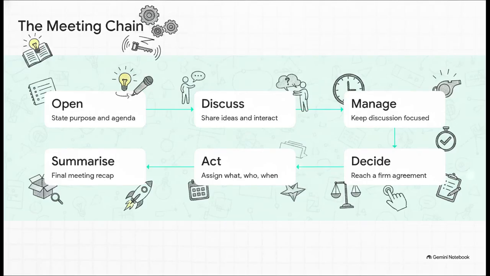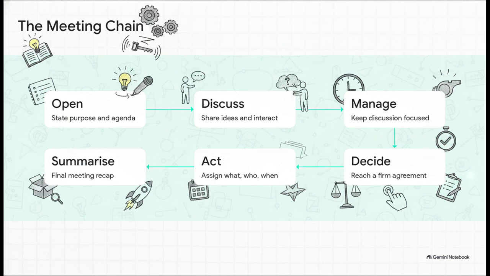Let's put the whole puzzle together to recap. This is the complete engineering meeting chain you need to master. First, you open and discuss. You state the purpose, give the info, and contribute your ideas. Next, you interact and manage. You interrupt politely and clarify information, all while the chairperson stays focused and keeps the discussion tightly on track.